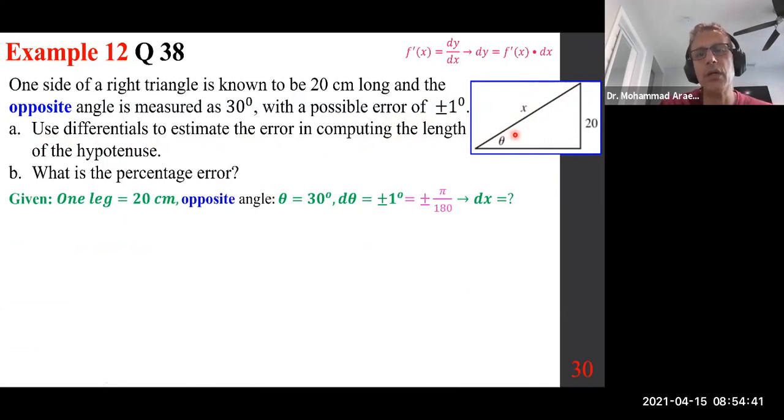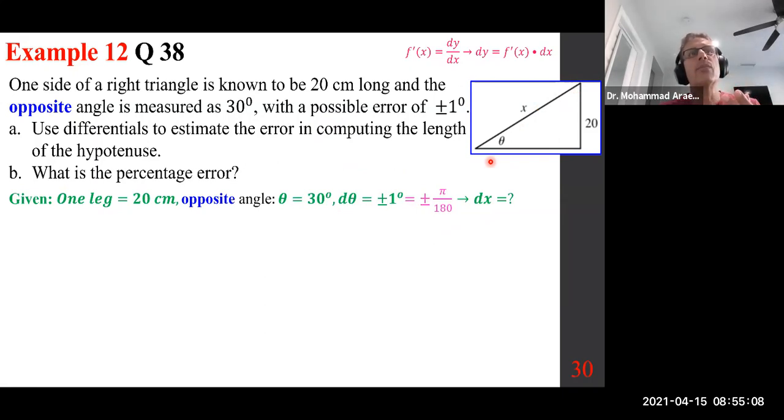So one leg is 20 centimeters. The opposite angle, we're going to call it theta, which is 30 degrees. D theta, the error, is plus minus 1 degree, and I'm going to go with plus minus pi over 180. I'll tell you in a moment why. And we are interested in finding x. Now, why plus minus pi over 180? Because in calculus, everything is measured in radians. So that's how you do the math.